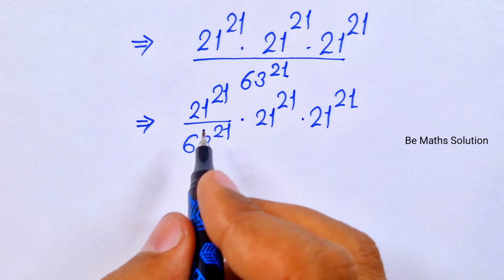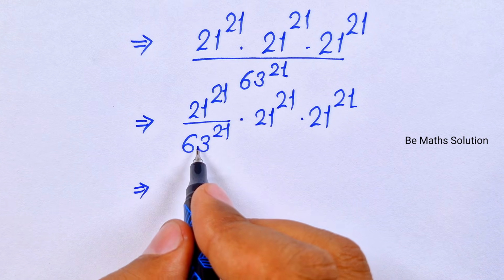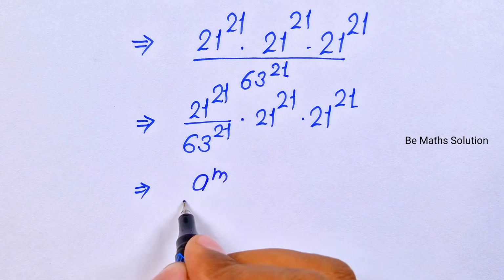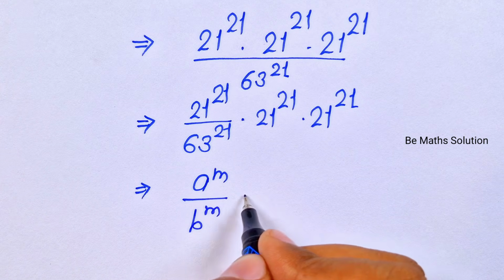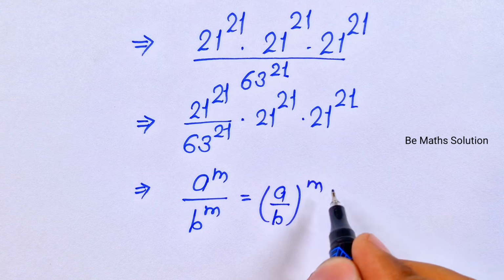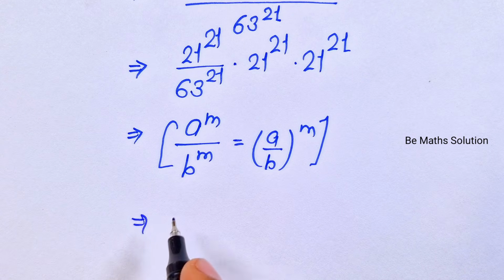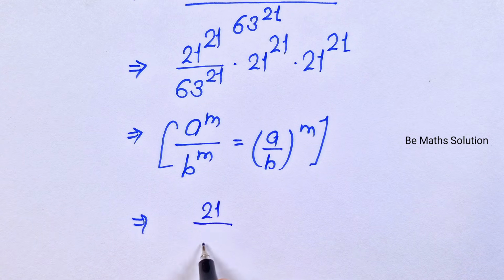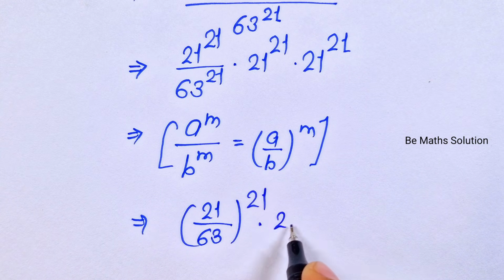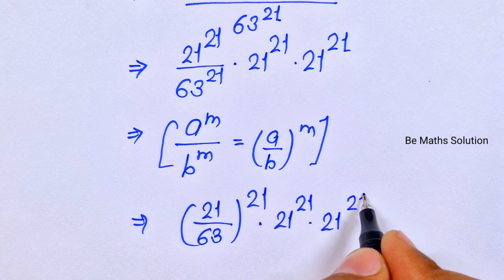Here is the division of exponents with the same power. As we know, a to the power m over b to the power m is equal to a over b whole power m. So we will apply this form here, so it will be equal to 21 over 63 whole power 21 into 21 to the power 21 into 21 to the power 21.